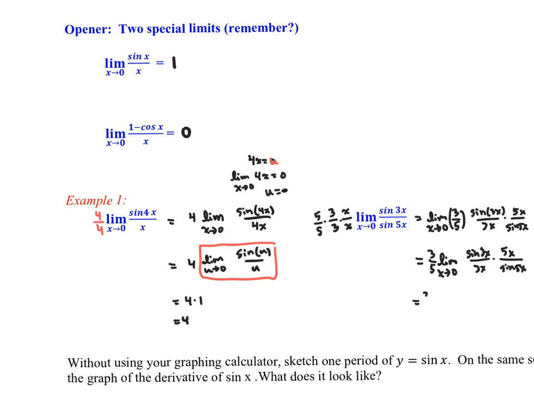Therefore, using the product property, this is equivalent to the limit as x approaches 0 of sine of 3x over 3x times the limit as x approaches 0 of 5x over sine of 5x. All right, now, with that being said, this will equal 1, and this will equal 1.